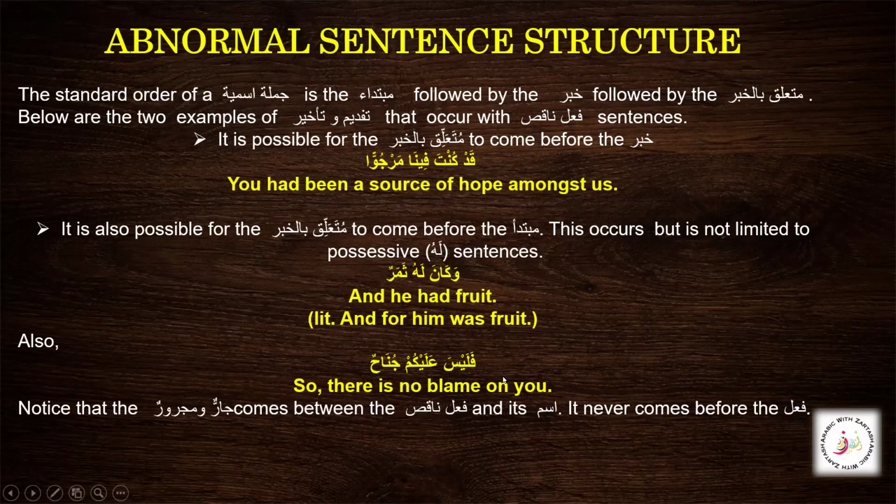This is also fi'l madi naqis, and also it is mabni al fath. We have this alaykum, this jar majroor, and it's mutalik bil khabar, and it is muqaddam. Also junahun, it is ism laysa, and it is muakhar marfu wa alamati rafi ad-damma az-zahira ala akhirih. And also this is the abnormal structure that we learn for kana yakunu, where a mutalib bil khabar comes before the khabar.